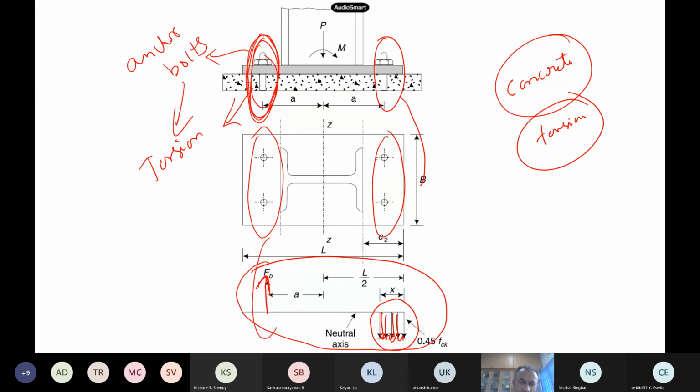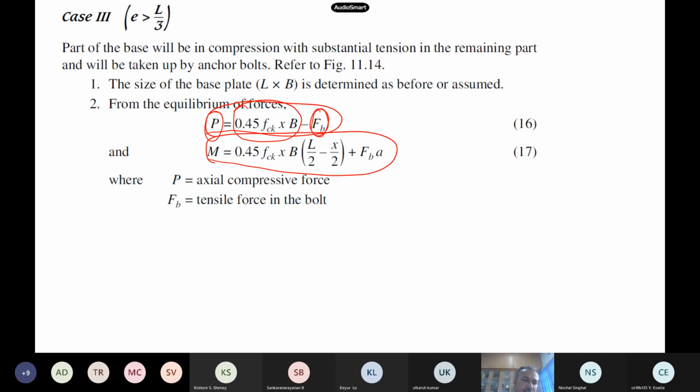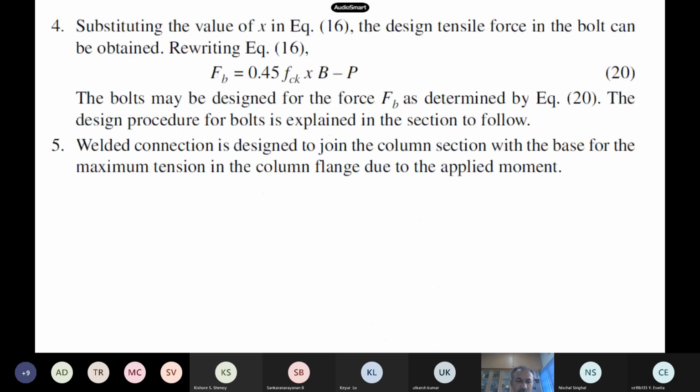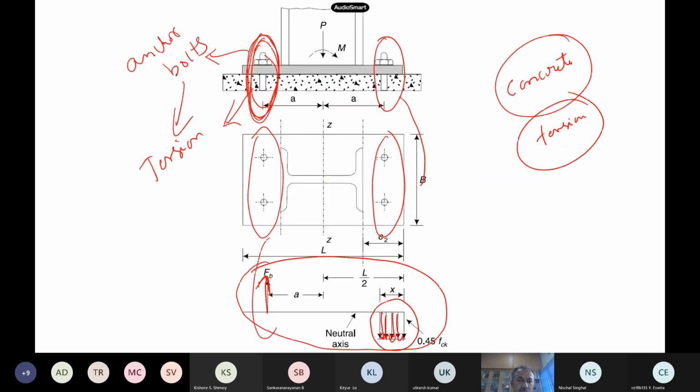So the design steps are very simple, just substitution, but you have to understand that there are three cases. When there is full compression, that is non-uniform compression, then some small tension with a major portion in compression, or the majority is in tension and the minority is in compression. So the designs will be different. So these are the design steps for these cases.